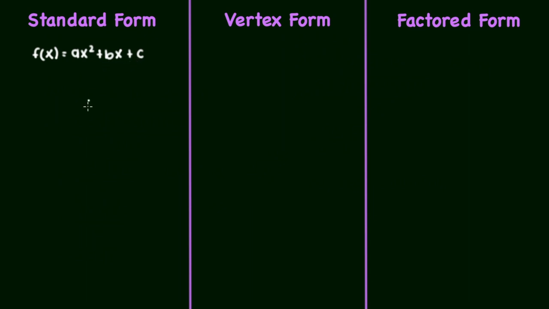From this form, you can determine the direction of the graph from the a value. If a is positive, then the parabola opens upwards, and if a is negative, the parabola opens downward. You can also determine the y-intercept from the c value. For example, if c is 3, then the y-intercept is the point 0, 3.